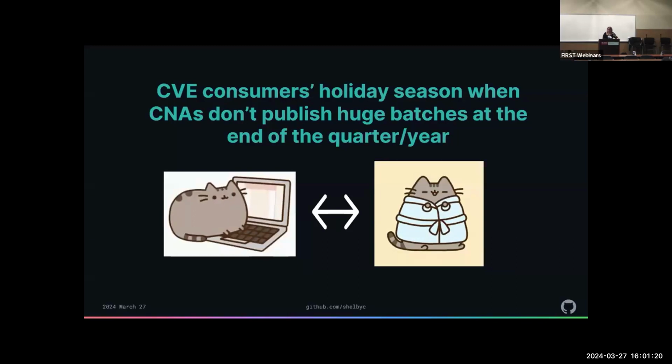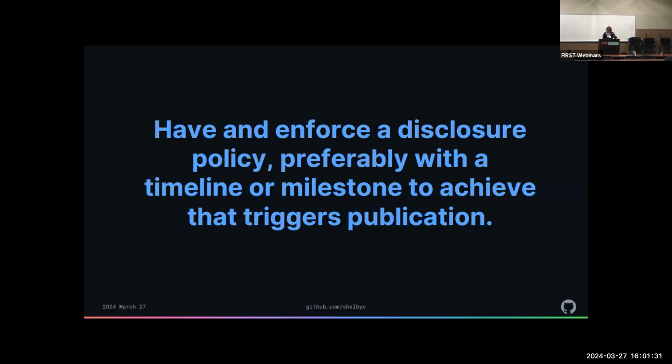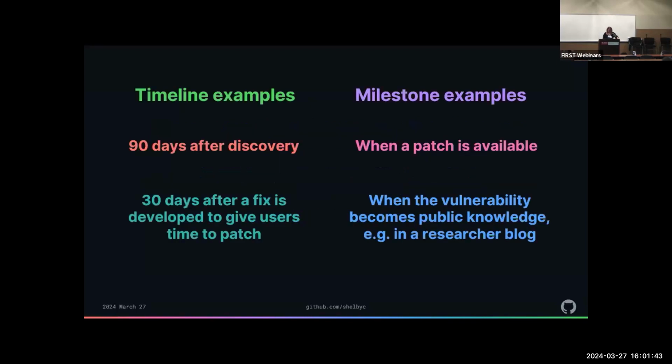Another helpful thing you can do, and this is a really good thing to bring up to your team when you get home with these new CVE CNA rules that are coming up, is having and enforcing a disclosure policy, preferably with some timelines or milestones that trigger publication of vulnerability information to a CVE list. If you're one of those organizations that uses a timeline, like if you're a research organization or if you're dealing with information in your own products, this could be 90 days after you discover a vulnerability or 30 days after the development of a fix, so folks have time to patch.